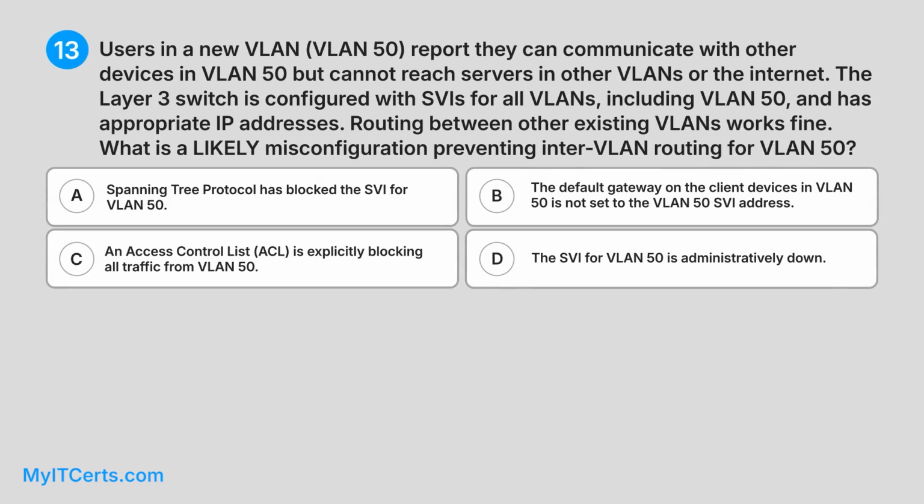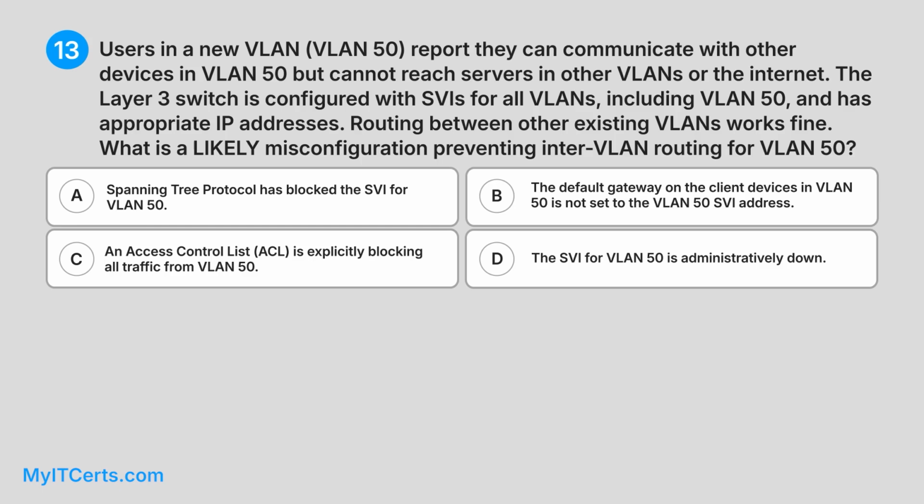Users in a new VLAN, VLAN 50, report they can communicate with other devices in VLAN 50, but cannot reach servers in other VLANs or the Internet. The Layer 3 switch is configured with SVIs for all VLANs, including VLAN 50, and has appropriate IP addresses. Routing between other existing VLANs works fine. What is a likely misconfiguration preventing inter-VLAN routing for VLAN 50?